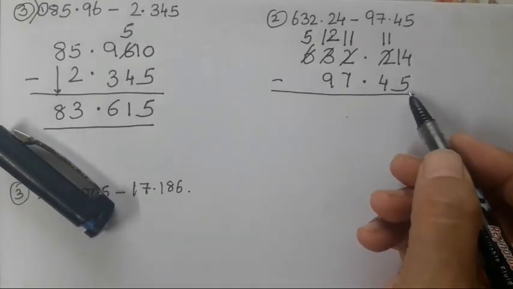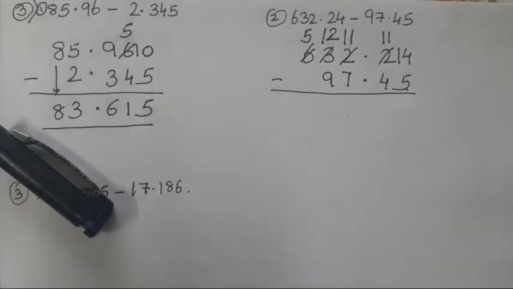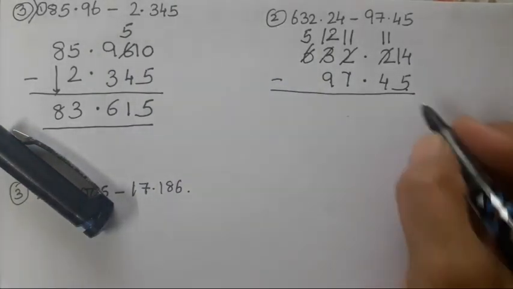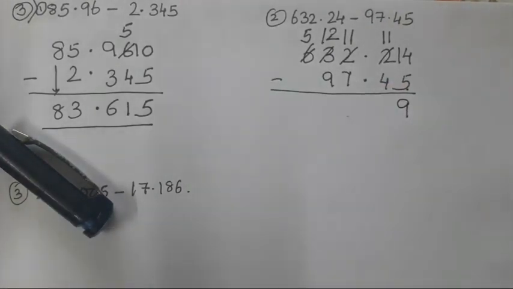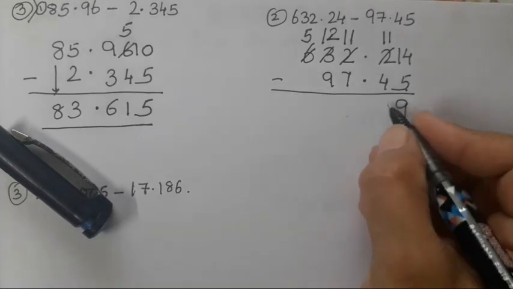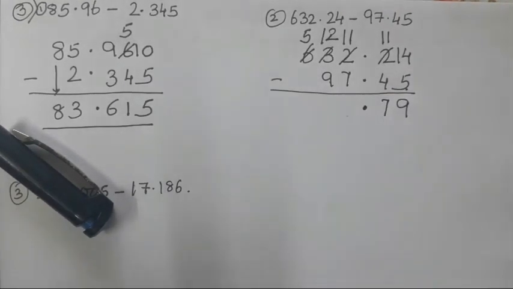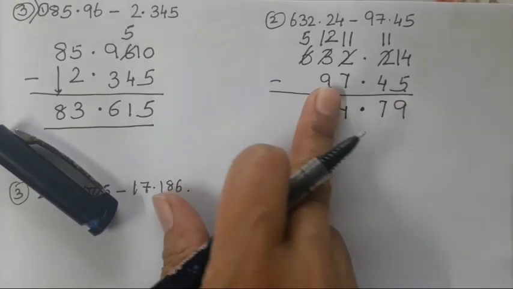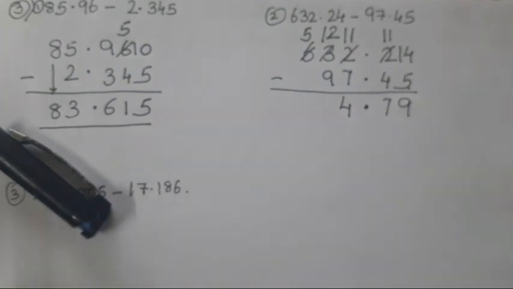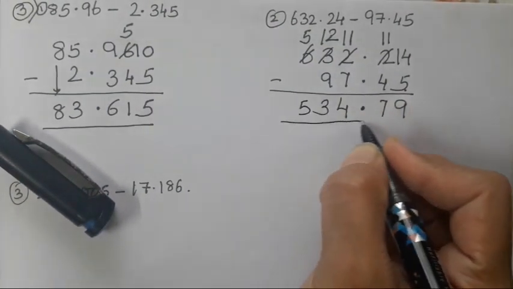So 14 minus 5, so after 5, 6, 7, 8, 9, 10, 11, 12, 13, 14. So answer is 9. After 4, 5, 6, 7, 8, 9, 10, 11. 7 is your answer, then your decimal point. After 7, 8, 9, 10, 11. So 4, after 9, 10, 11, 12. So 3 and 5 as it is.